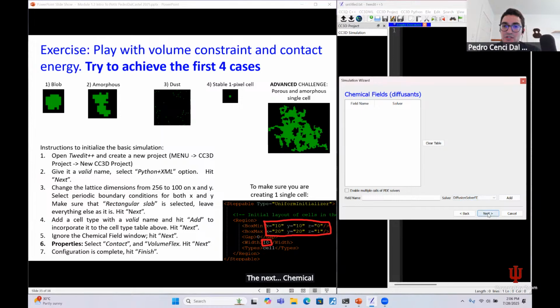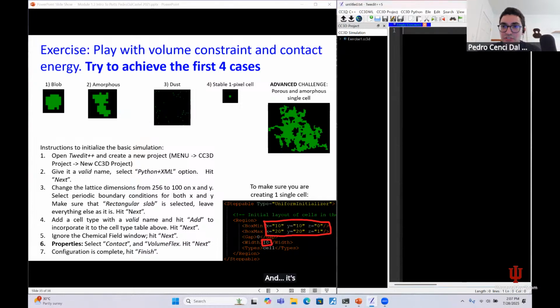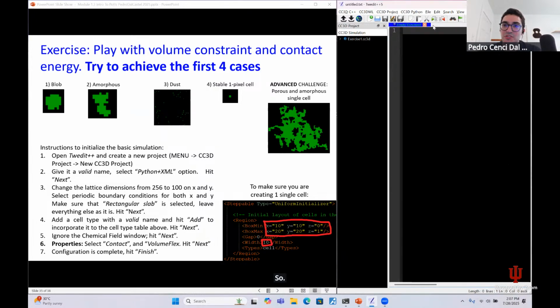Chemical fields you just ignore. And then here you pick contact and volume flex. All right. Contact and volume flex. And then next. And it's complete. Finish. And then we are left with these. Let me do this again, by the way. So when you finish the simulation, it shows like this. So there is nothing to edit.